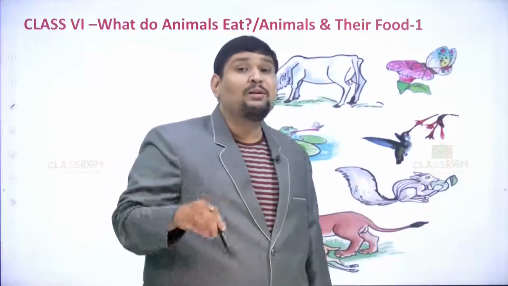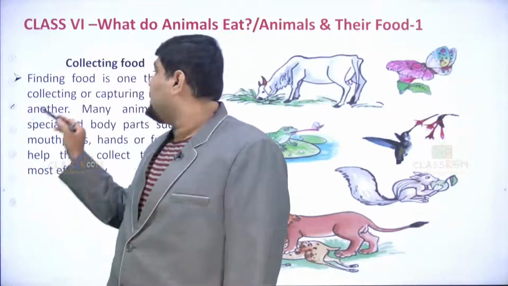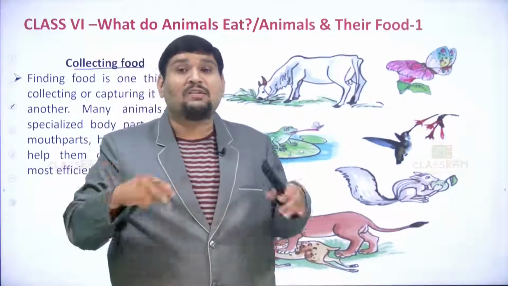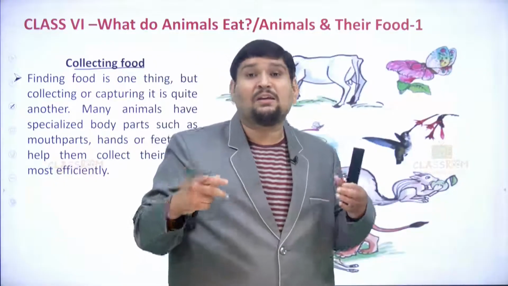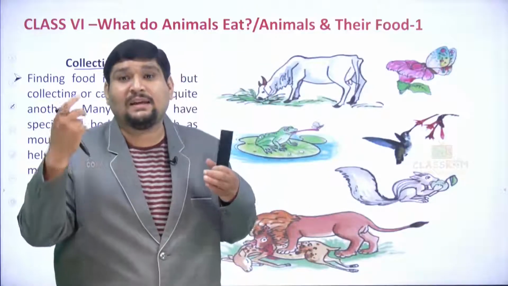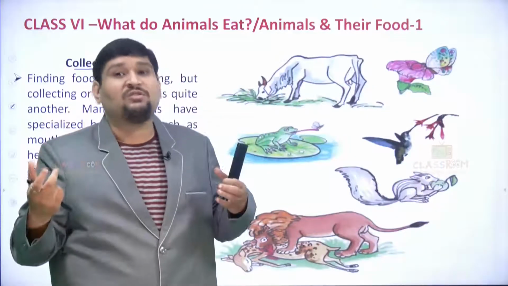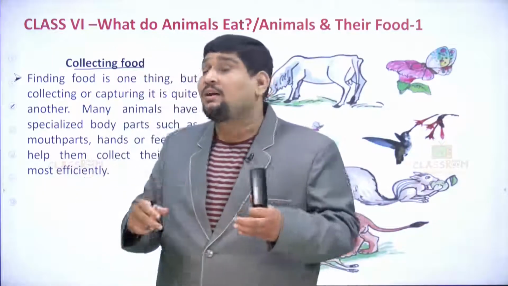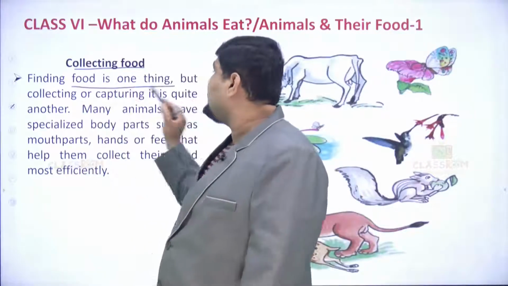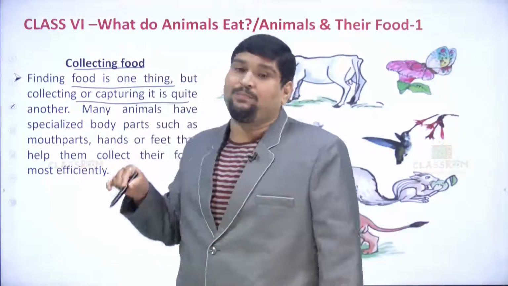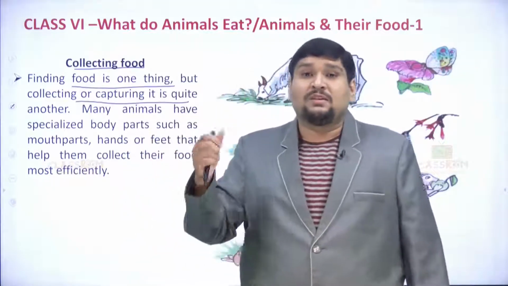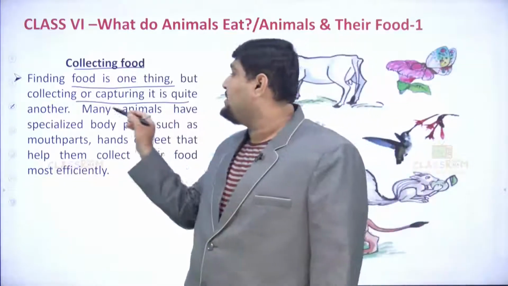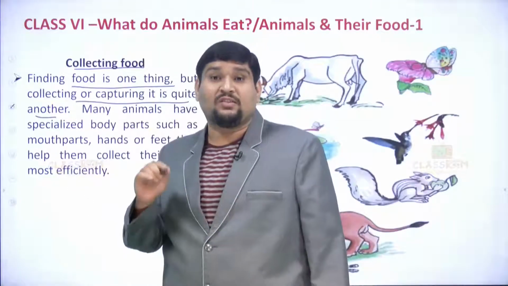The next comes the different modes, meaning what are you going to learn here? Collecting the food. So how do they collect the food now? Once they track it down, the tracking down of food is nothing but using these senses like hearing, touch, smell, vision, the sight and all. Once they have tracked it, now they try to collect it. So finding food is one thing, but collecting or capturing is quite another. Finding food is by the senses, the organs and all, and so yes, it's done. But capturing is quite another thing. It's not that easy.